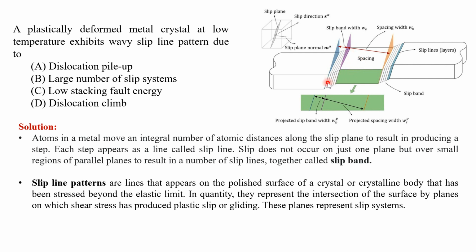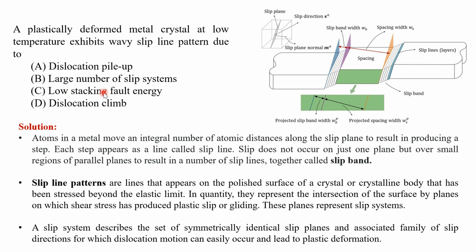So basically the thing is that instead of moving all at once, the dislocation will be moving one slip system at a time, and on each of these systems the critical resolved shear stress will be exceeded, and each of them will exhibit macroscopically as a line, and together they form what is known as a slip band. Therefore, from here itself, it is clear that a plastically deformed material at low temperature exhibits wavy slip line pattern due to the large number of slip systems.